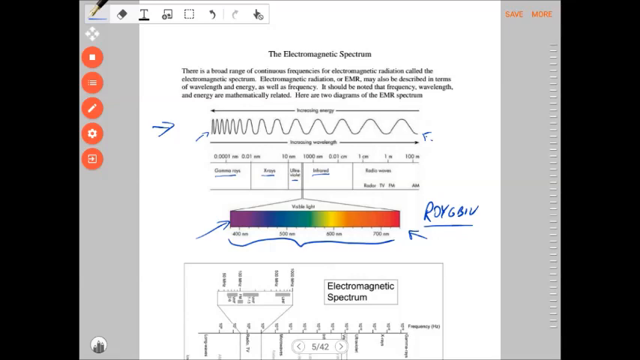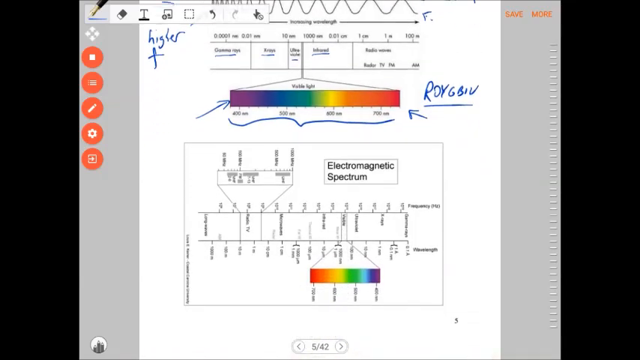So big things. Shorter wavelengths mean more energy. Longer wavelengths mean less energy. Now, longer wavelengths, of course, have less frequency. And if you have a shorter wavelength, that's a higher frequency. Okay, so here's another view of the EMR spectrum.